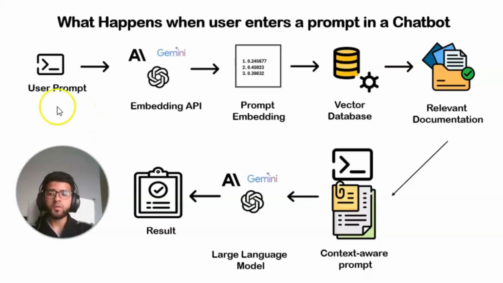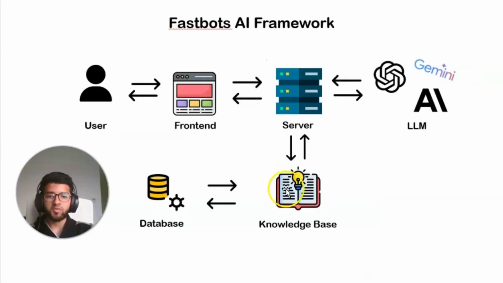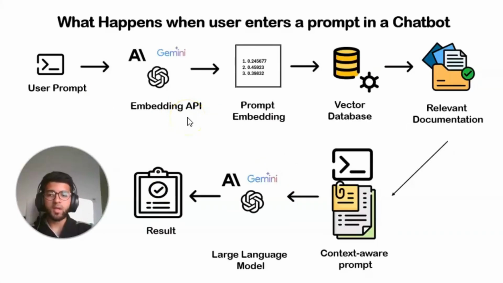So the first thing that happens when the user enters a prompt is that there's a knowledge base, as we discussed in the previous one. There is also an embedding API. Now let's first understand the meaning of API. The API is basically the LLM, using the LLM of Anthropic or Gemini or ChatGPT, or you can say OpenAI.